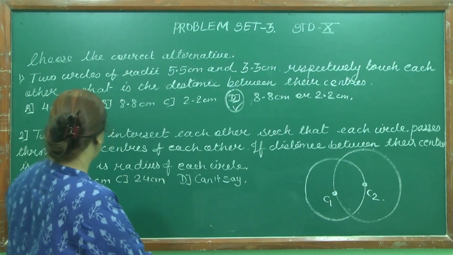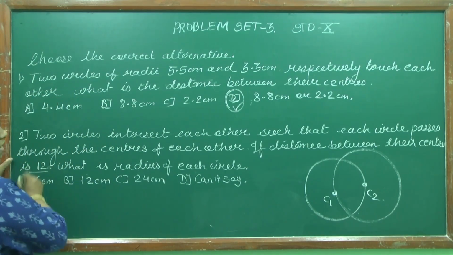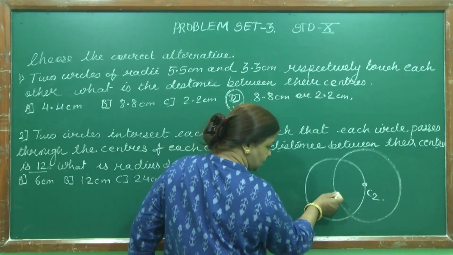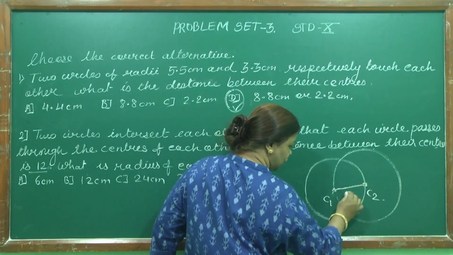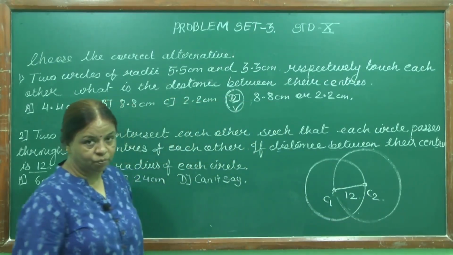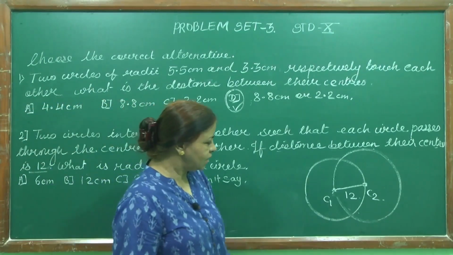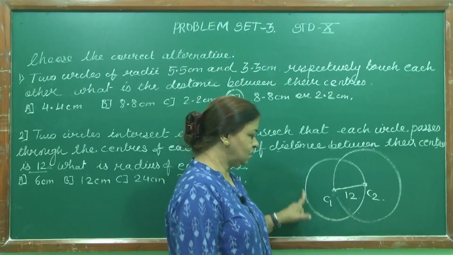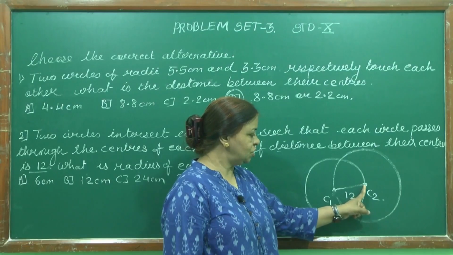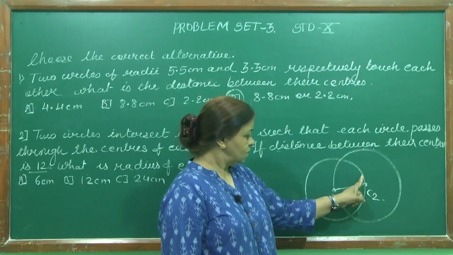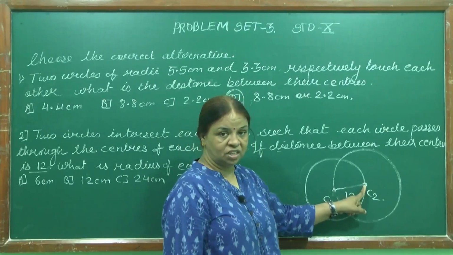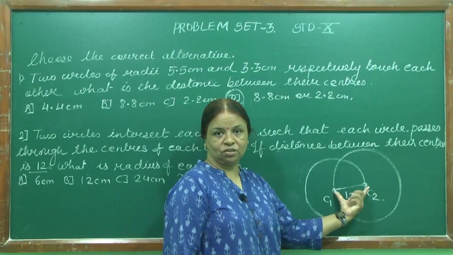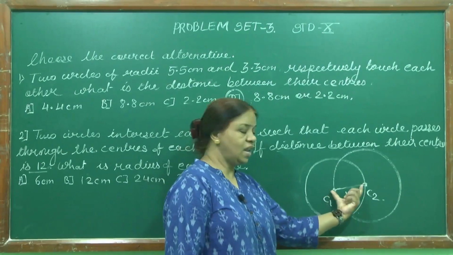It is mentioned that the distance between their centers is 12. This means the distance between center 1 and center 2 is 12. I hope you can answer this question. It is so clearly visible. Center 1 means this circle. If I draw a line, it reaches the circumference of the circle, which means the point is on the circle. So from here to here the distance is 12. That means the radius of the circle with center C1 is 12.